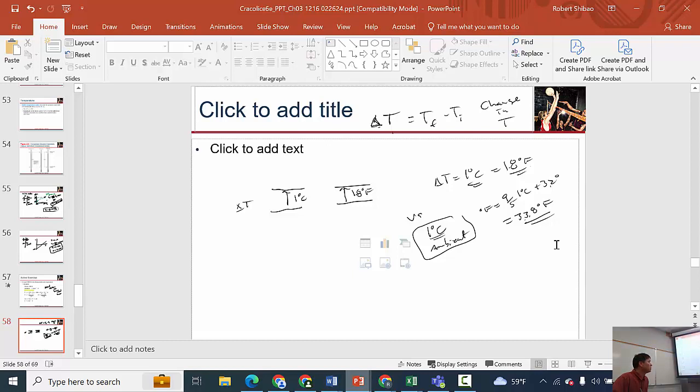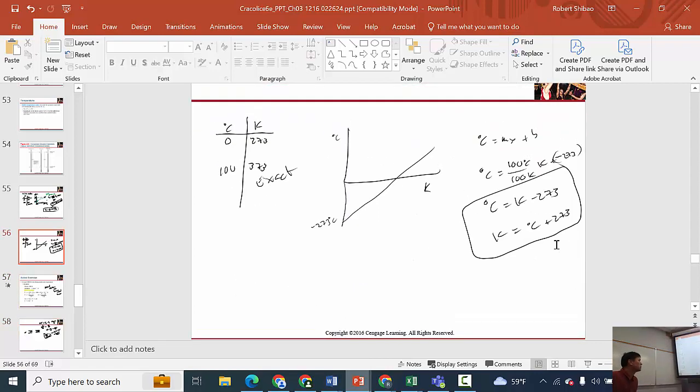Delta T, we use the conversion factors. The conversion factors for delta T, I'll get to your question in a second, is 1.8 degrees Fahrenheit per degree C. And the other one is 1 degree C per 1 Kelvin. Kelvin and Celsius are the same size. And we can see this on this.